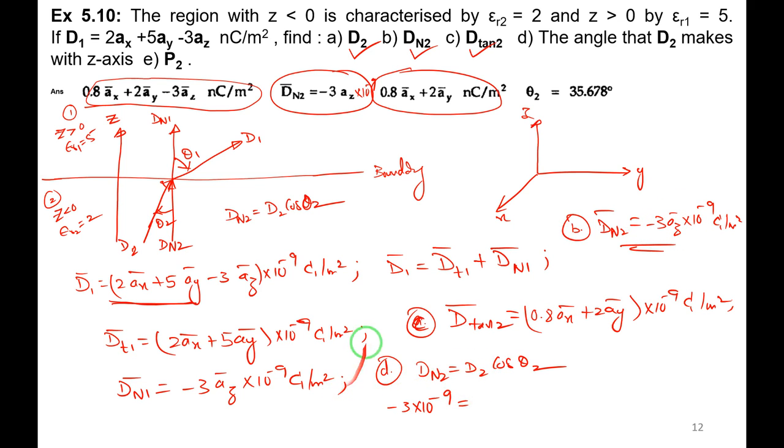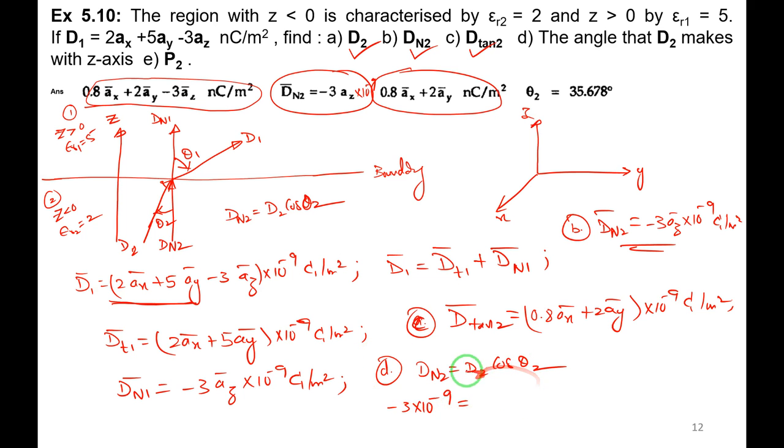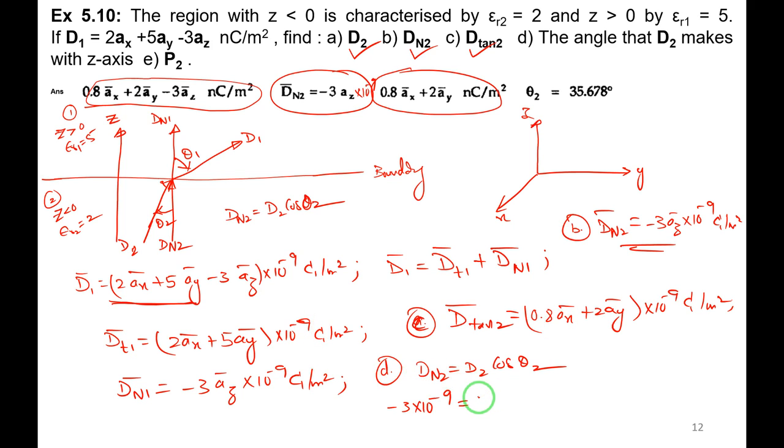So where is d2? I think here it is there, and this is d2. Now I want only magnitude, right? So magnitude of d2 is under root of 0.8 exponential minus 9 whole square plus 2 exponential minus 9 whole square plus 3 exponential minus 9 whole square. So I'm getting it as 3.69 into 10 power minus 9 cos theta 2.